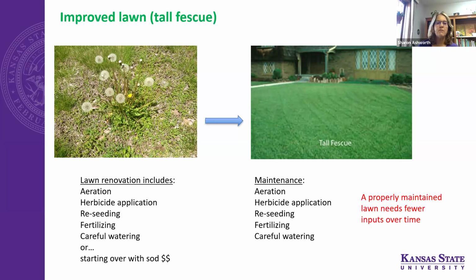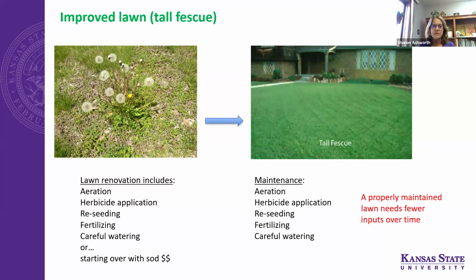Now I'm going to focus on the tall fescue on here. That's certainly the more common one recommended for your general landscape, certainly here in eastern Kansas. We'll talk a little bit about alternative turfs later on, specifically for those drier areas.